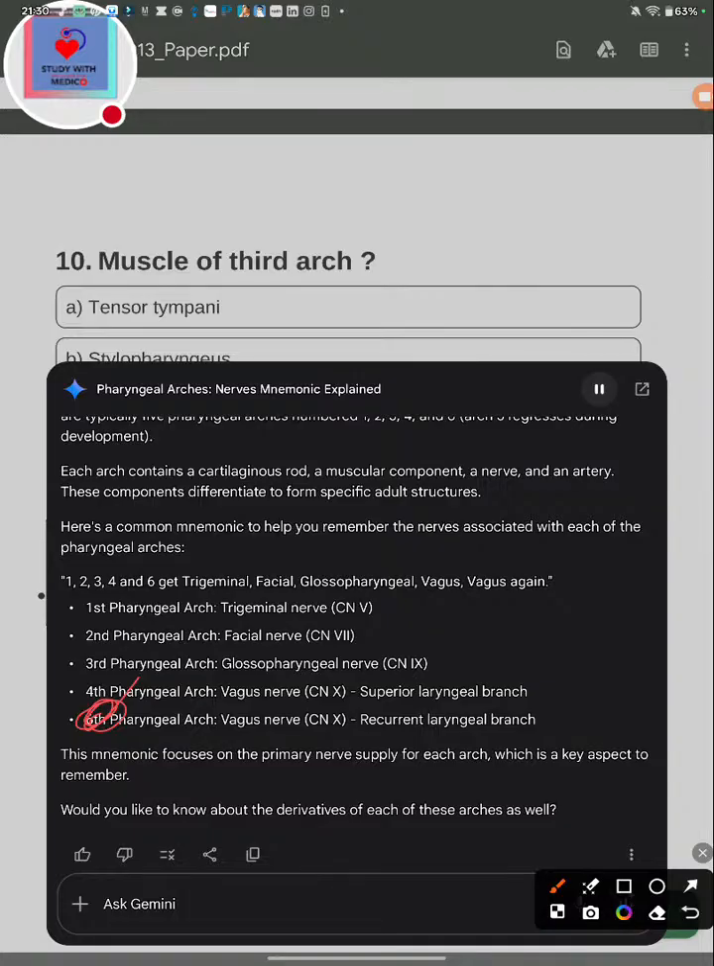Here's a common mnemonic to help you remember the nerves associated with each of the pharyngeal arches. 1, 2, 3, 4, and 6 get trigeminal, facial, glossopharyngeal, vagus, vagus again. First pharyngeal arch, trigeminal nerve, CN V. Second pharyngeal arch, facial nerve, CN VII. Third pharyngeal arch, glossopharyngeal nerve, CN IX. Fourth pharyngeal arch, vagus nerve, CN X, superior laryngeal branch. Sixth pharyngeal arch, vagus nerve, CN X, recurrent laryngeal branch. This mnemonic focuses on the primary nerve supply for each arch, which is a key.